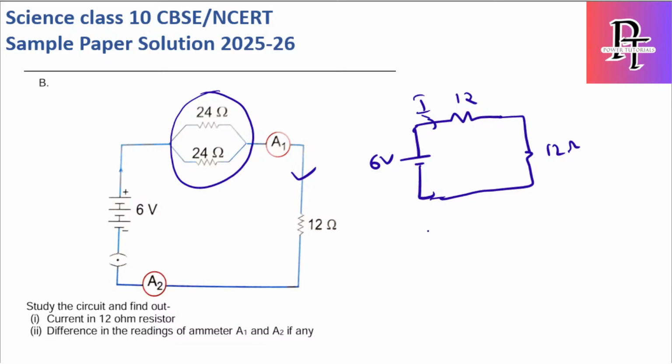Okay, let me help you. We have voltage as 6. What is the effective resistance? 12 plus 12, because it is series, which is 24. What is Ohm's law? V is equal to IR. So current is V by R, not R by V. Okay. Now tell me the answer.